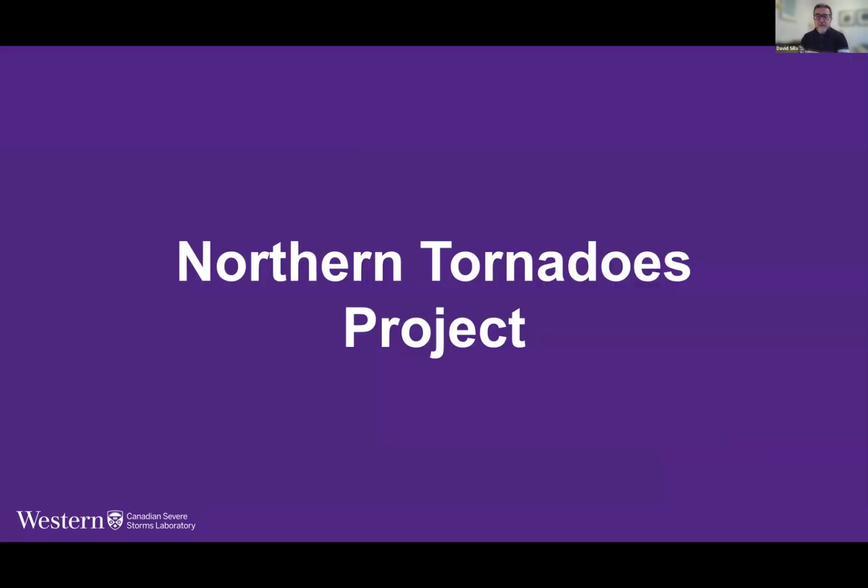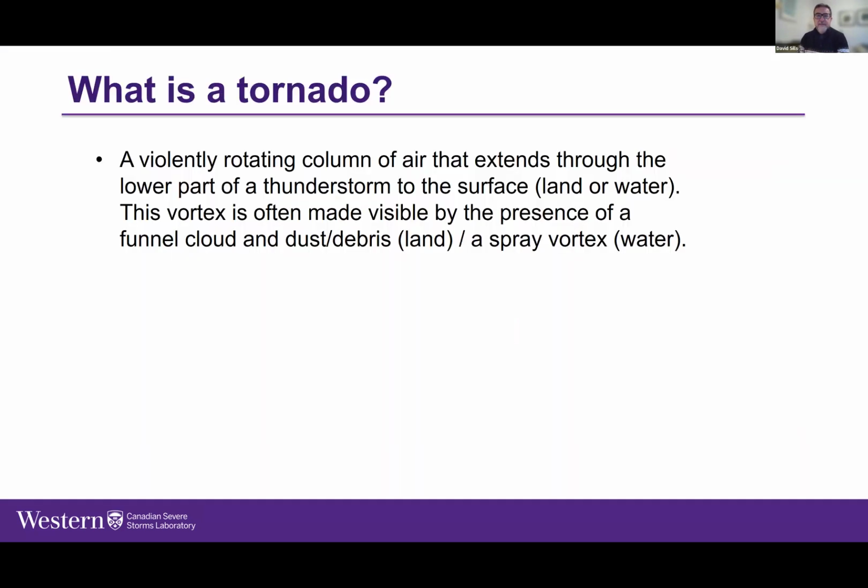So I'll just focus right now on the Northern Tornadoes Project and what we've managed to do with that. And I don't want to assume that everybody has knowledge of all of these terms. Even what is a tornado? Sometimes experts disagree on what a tornado is, but this is what we say at the Northern Tornadoes Project, and it's also basically the same definition that comes out of the AMS glossary, in that a tornado is a violently rotating column of air that extends through the lower part of the thunderstorm to the surface, which can be land or water. And the vortex over land is made visible by a funnel cloud and dust and debris. And over water, it's likely a funnel cloud plus a spray vortex at the surface.